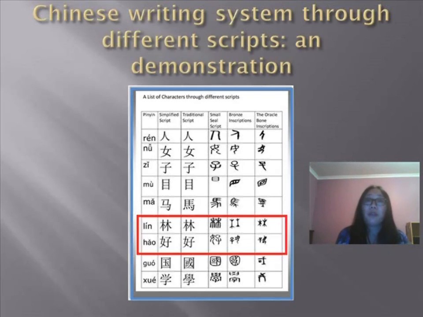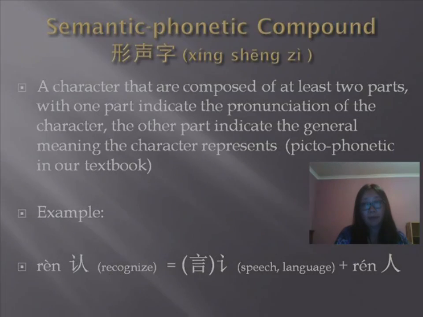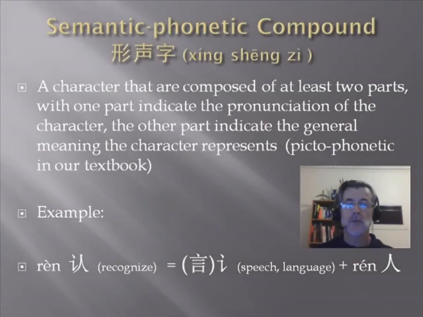And another category is called the semantic phonetic compound, and in our textbook it is termed as picto-phonetic compound, and this is a category with one part of the character indicating the general meaning of the whole character, and the other part indicating the sound of the character. Thank you, Chen Laoshi. Chen Laoshi was talking about the 2 parts of the semantic phonetic compound characters.